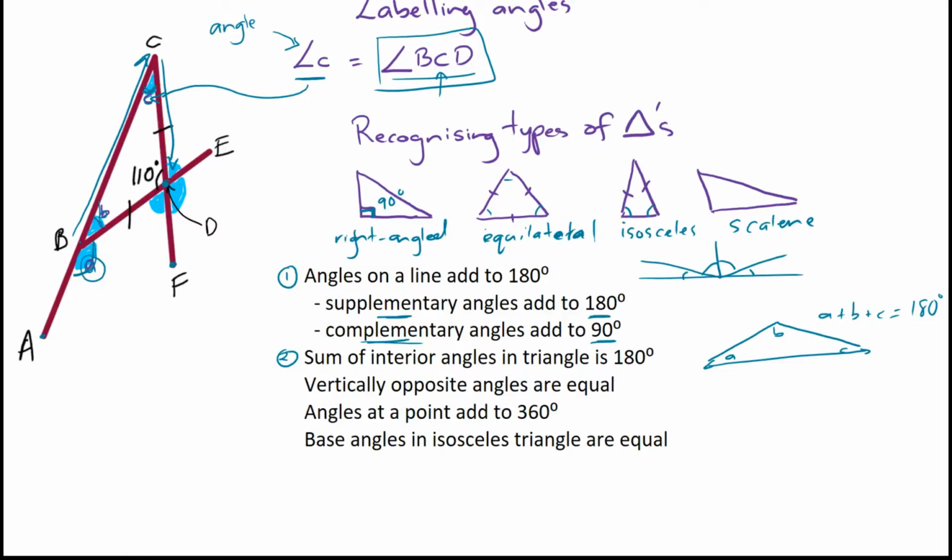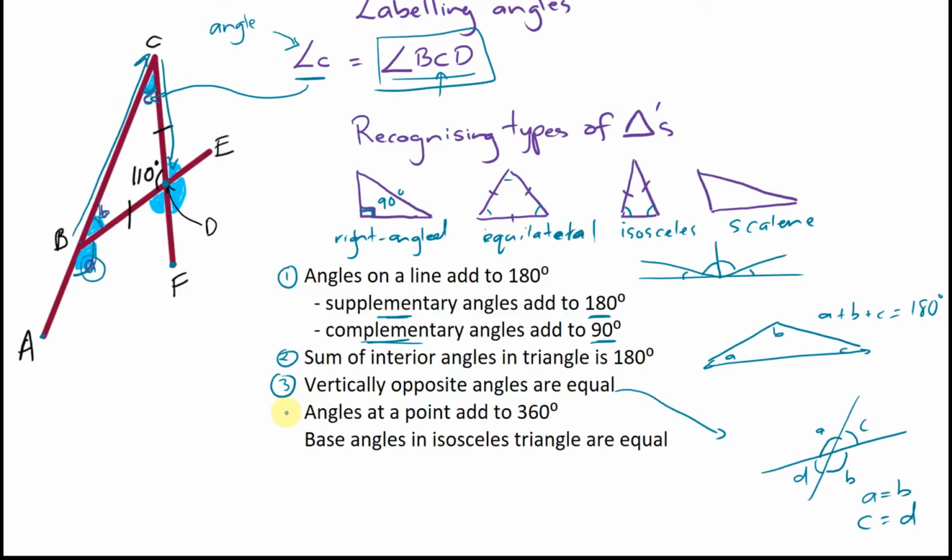Vertically opposite angles. So number 3, vertically opposite angles. If you have two lines, as such, the angles that are opposite to each other, so if I call this A and B, they are equal. So A is equal to B. And if I call this angle here C and this one D, then C is equal to D. So C and D are vertically opposite each other and they are equal.